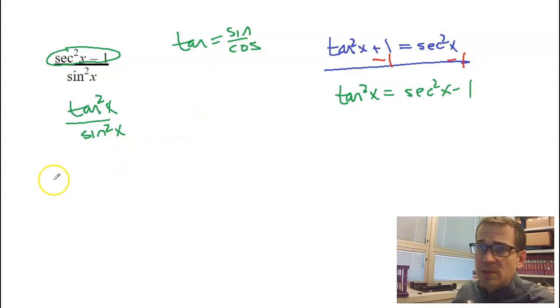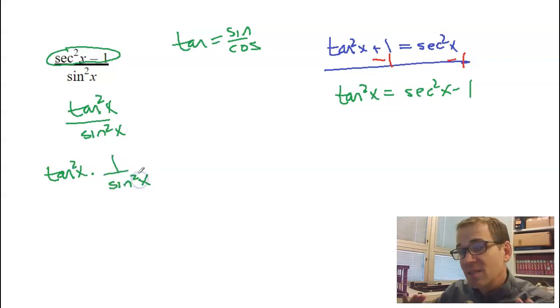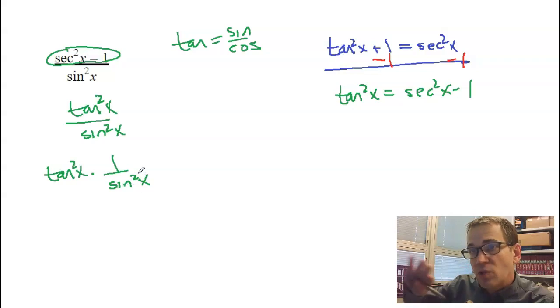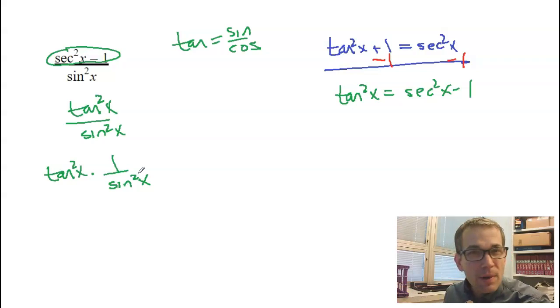And we have a couple of choices here. One thing we can do is think about this expression as being the tangent squared of x times 1 over sine squared x. This is the long way to do things. So I'm going to show you this long way one time, and then I'm going to show you a shortcut that might be helpful. But if you don't like the shortcut, then you can always take a fraction like this and break it up with the numerator times 1 over the denominator.